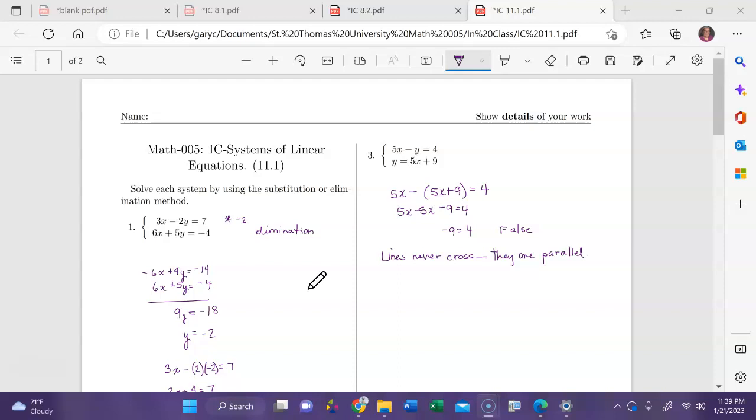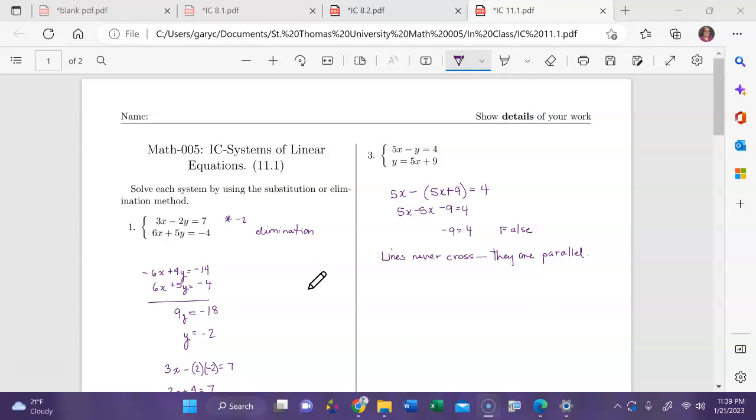And that will be added to my 6x plus 5y equals negative 4. And when I get rid of my x's, which is what I wanted, that's going to leave me with 9y equals negative 18, or y equals negative 2.